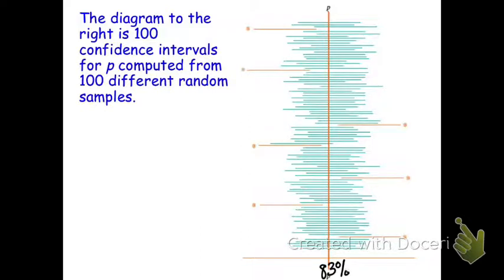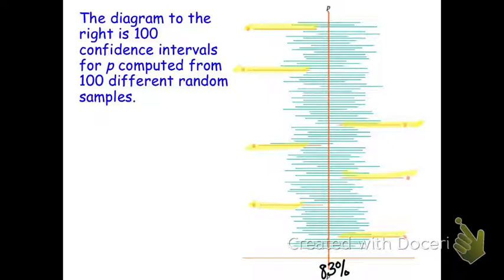83% is in the middle, because that's the researched true proportion of people in the world that brush their teeth at least twice a day. But these people did not get 83% in their confidence interval.